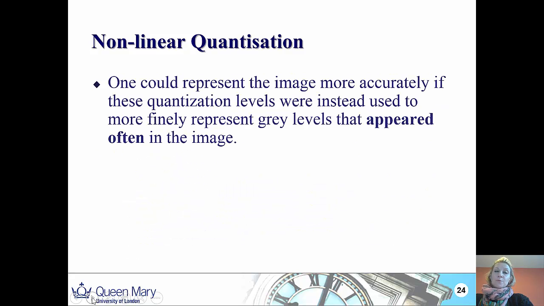So we could perhaps represent an image more accurately if the quantization levels were instead used to more finely represent grey levels that appeared often in the image. So as opposed to having these large interval ranges, which may perhaps represent values that are not actually being communicated, we can use some of this level space instead to represent more finely, so with more detail, the grey levels that are actually appearing in the image.